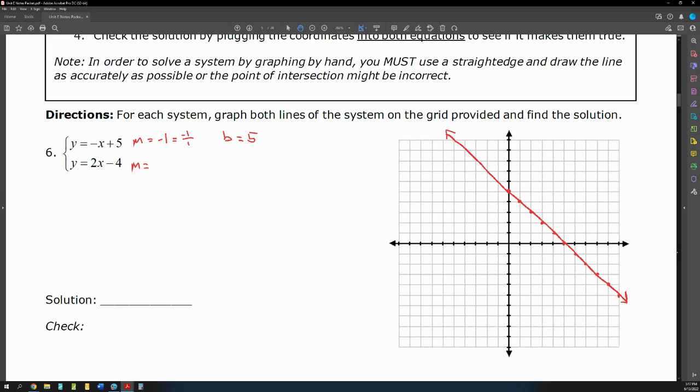The slope here is the number in front of x, not negative 2, positive 2, which can be rewritten as the fraction 2 over 1. The y-intercept is equal to negative 4. That's the constant term tacked on at the end.